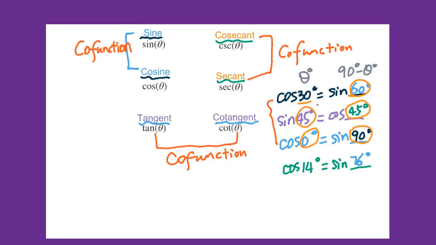For example, if we have secant 70 degrees, it equals cosecant, what degree? 90 minus 70 will be 20 degrees. And for tangent 85 degrees, it will be cotangent, using 90 minus 85, will be 5 degrees.